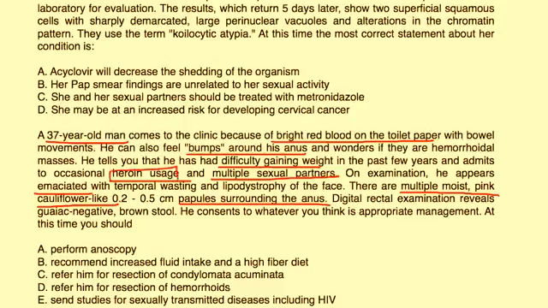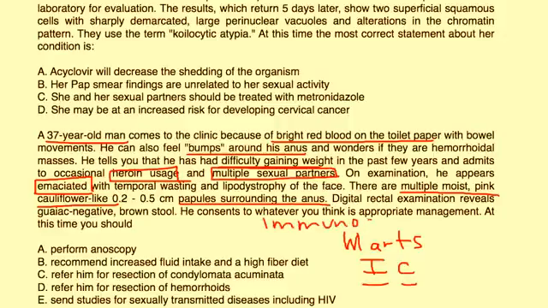Well, the heroin use, multiple sexual partners, and the fact that he's losing a lot of weight, combined with these genital warts, really makes me think that he is immunocompromised. And if he is, you really need to figure out why. And without a doubt, the test I would do immediately is an HIV test, and that is choice E.